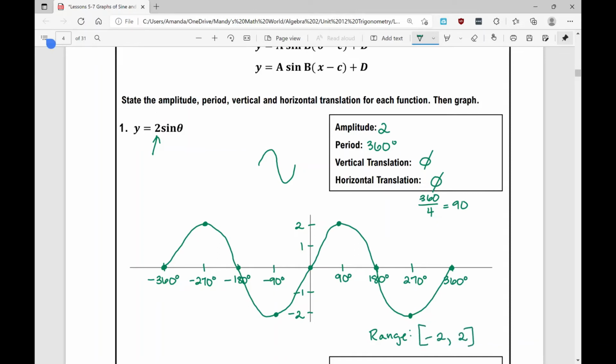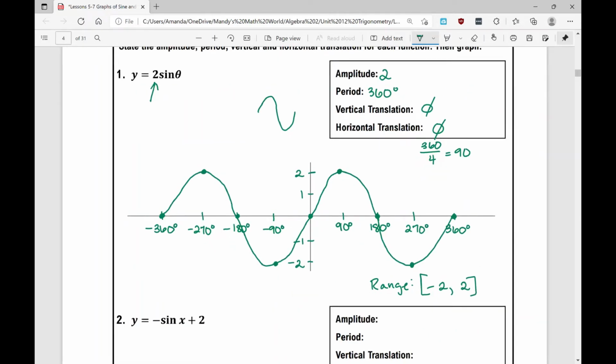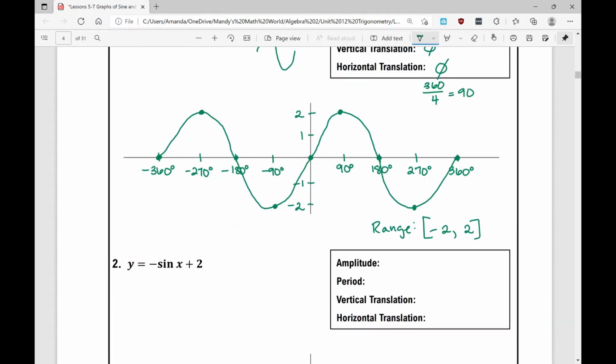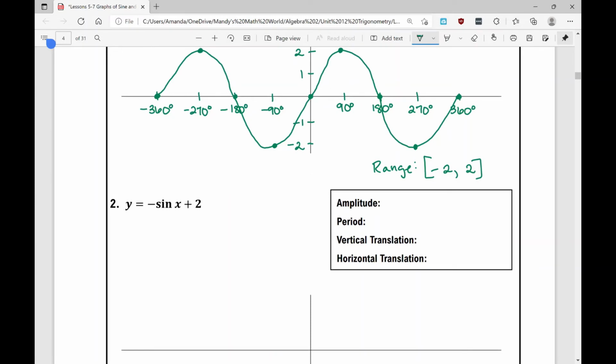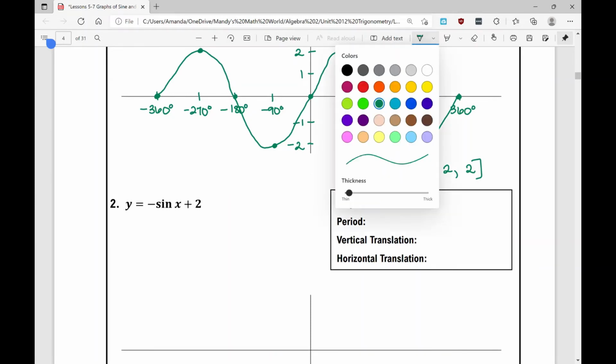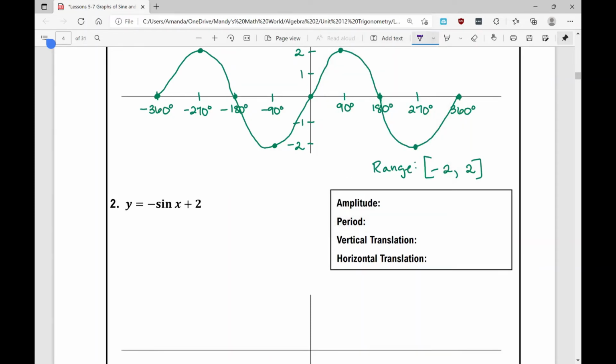A lot of your graphs will look very similar unless there's a vertical translation or something like that. But it's all about how you label your x and y axes. So let's move on to the next one. In this case right here, y equals negative sine x plus 2. I'm going to change colors here just because I want to.